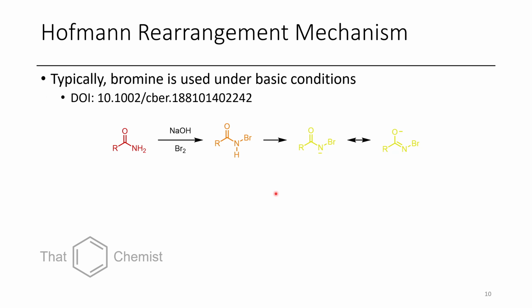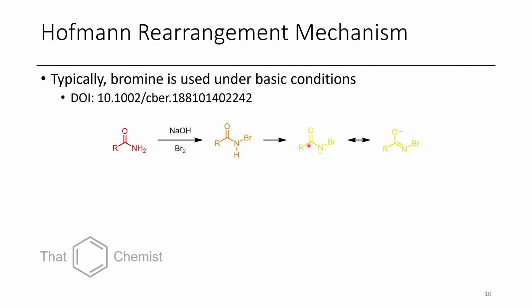Now let's look at the Hofmann rearrangement. So initially, if you take an amide, which could be easily prepared from a carboxylic acid, and you treat this with bromine under basic conditions, you'll form an N-bromo species, which can be deprotonated. This bromine makes the NH more acidic, and then the R group is able to attack and move over.